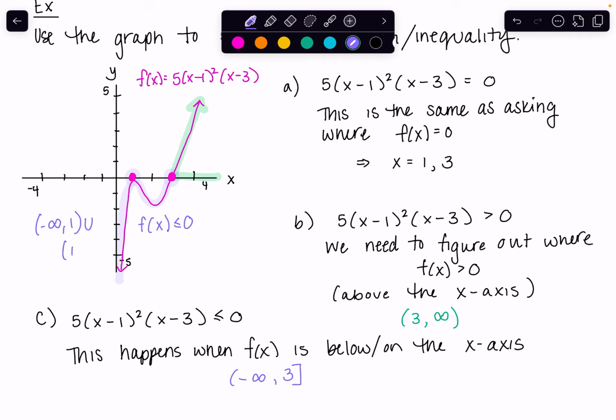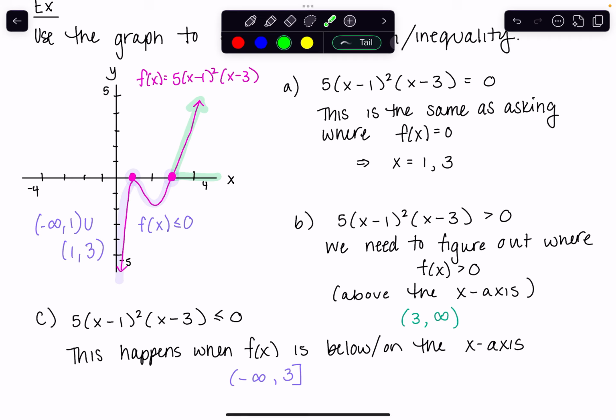And then also between 1 and 3. So it all depends on what inequality sign you're working with. But the thing to recognize is that these two values, 1 and 3, are important. They're cutoff values where a function can change sign around it.